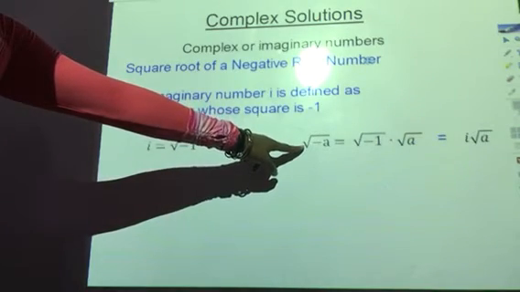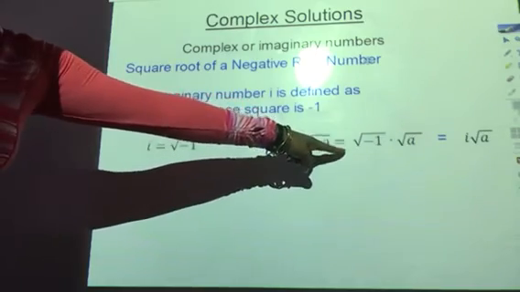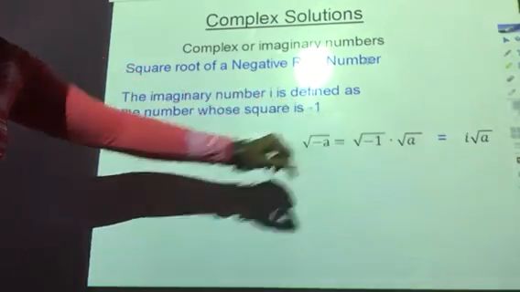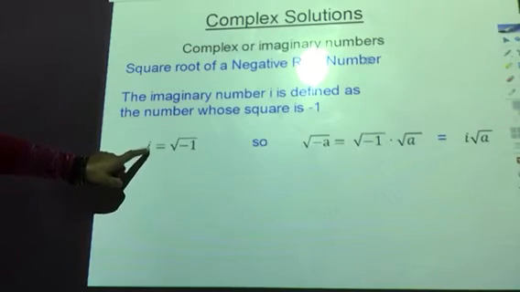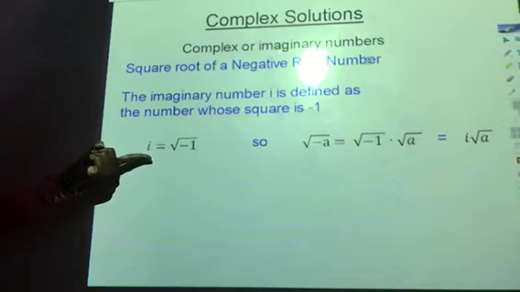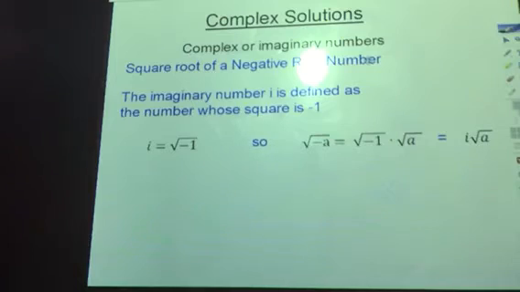If you have the square root of negative a, you're going to have to break it down, separate it into negative 1 times a. Okay? Over here it tells you that the square root of negative 1 is i. Okay? This is your complex or imaginary number. And therefore your final solution would be i times the square root of a. Okay? So let's go ahead and quickly do some examples.